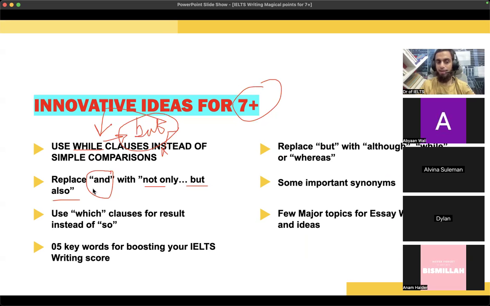You have to avoid using "and." You have to avoid using "so." You have to avoid using "then," right? And you have to go for some other words, some alternatives, to sound like you have an outstanding command of English. Why? Because IELTS means International English Language Testing System.